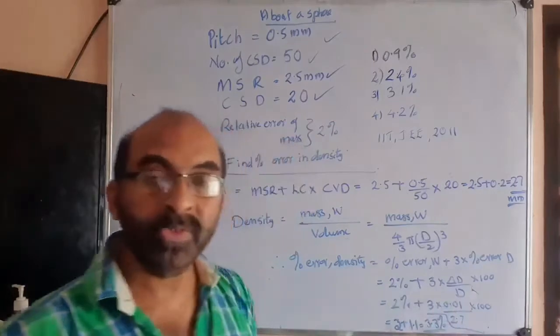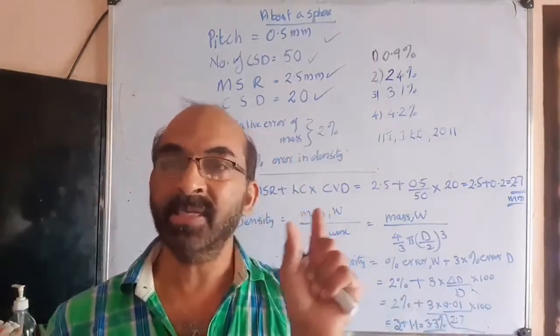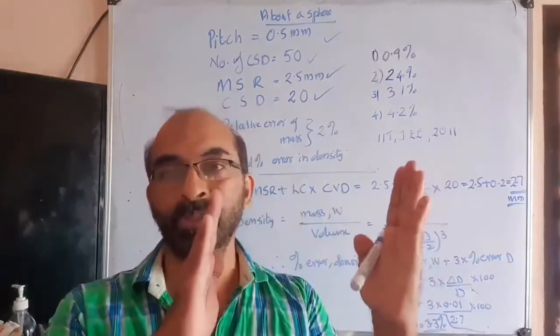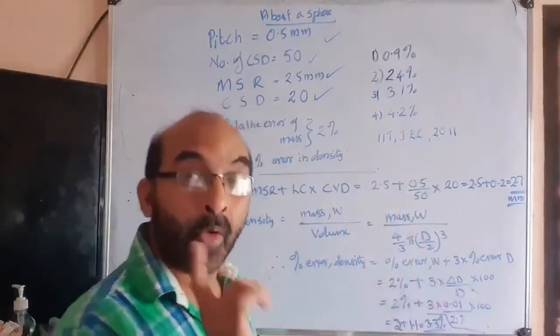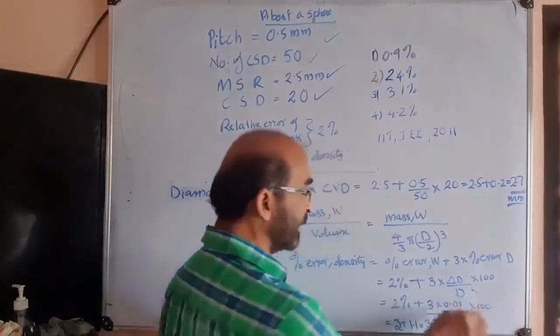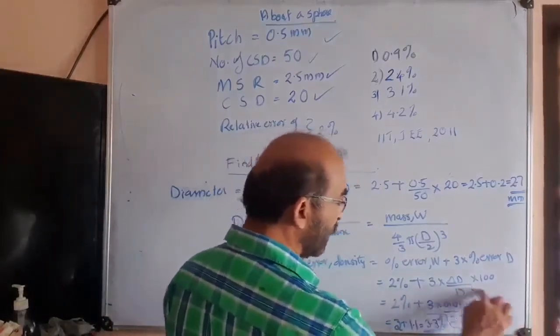See, the highest possible error can be the least count only. Highest error always will be in a measuring device. Highest range of error will be 0.01. Okay. Out of what? Diameter is what? 2.7 into 100. So the second term is 0.01 by 2.7 into 100. That gives you a value of 1.1.